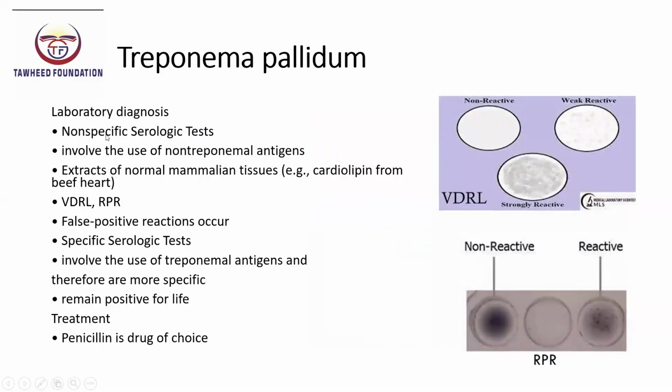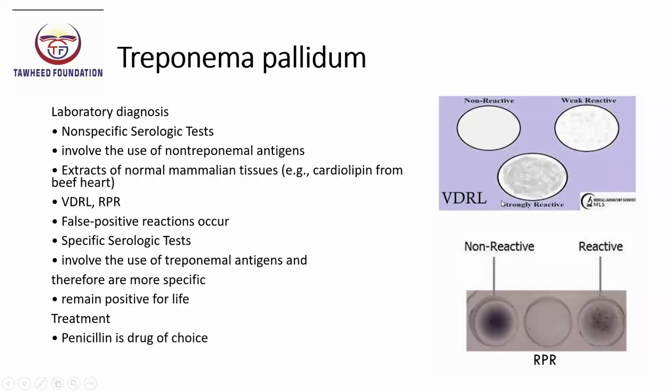Further continuation of this laboratory diagnosis: non-specific serological tests involve the use of non-treponemal antigens, extracts of normal mammalian tissues. Examples are cardiolipin from beef heart, VDRL, RPR. They also give false positive reactions. Specific serological tests involve the use of treponemal antigens and therefore are more specific. They remain positive for life. Treatment: penicillin is the drug of choice for all three stages of syphilis, that is primary, secondary, and tertiary.